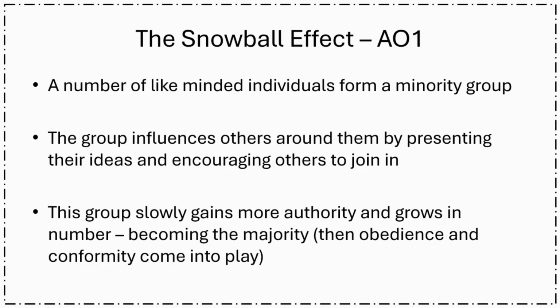If the minority is successful in using those 3 processes, they start to form a little group. And that group gradually will influence other people and they'll start to join the group. We call this the snowball effect, where it gradually grows and gains more authority, and then eventually that group will go from being a minority to a majority.